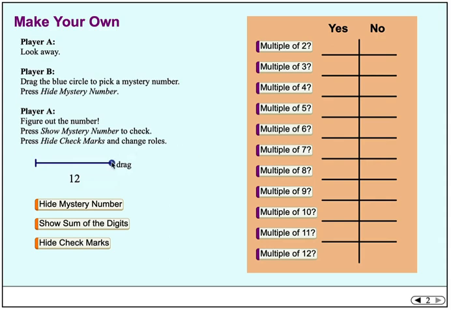Now you can drag this point and change the value of the mystery number. When you're happy with your selection, press Hide Mystery Number, and now your friend can turn around and solve the problem. When your friend is done, they can press Show Mystery Number or Show Sum of the Digits and check their work. To play again, press Hide Check Marks, and now it's your turn. You turn around while your friend creates a new problem.